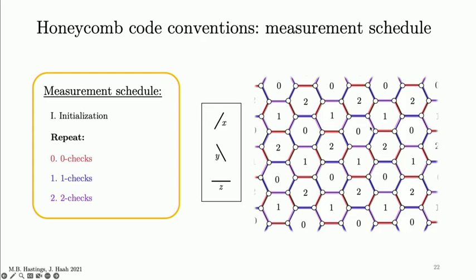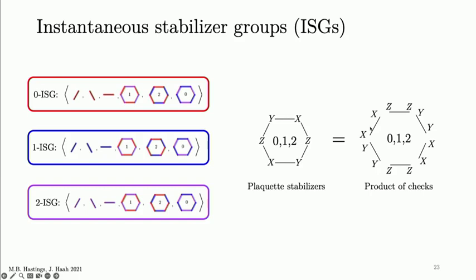At each instance in time, the system can be characterized by a stabilizer code. These are the instantaneous stabilizer groups, or ISGs. Here are the ISGs for the honeycomb Floquet code. The 0 ISG, for example, includes the 0 checks. We just measured those, so those should belong to the stabilizer group. Likewise for the 1 checks and the 2 checks.